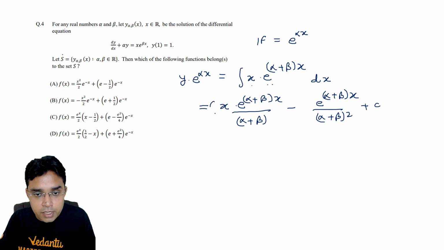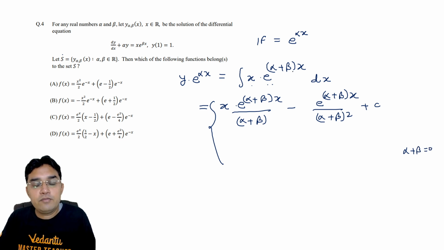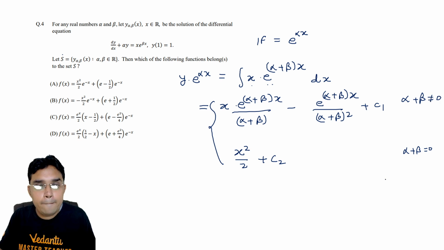But there is one more thing. If alpha plus beta is equal to 0, in that case the e power term will not come. In fact, this relation will not be applicable in case alpha plus beta is 0, so we have to deal with it separately. In that case, the solution will be just x square upon 2 plus c. Let us call this c2 and let us call this c1. This first case is when alpha plus beta is not equal to 0. Now, let us look at the options.